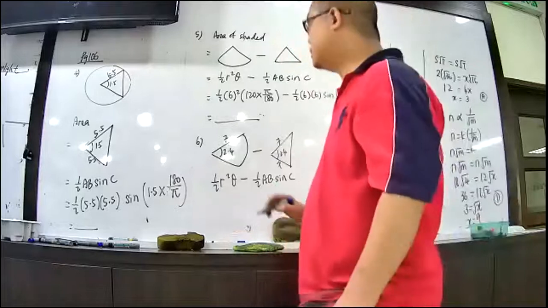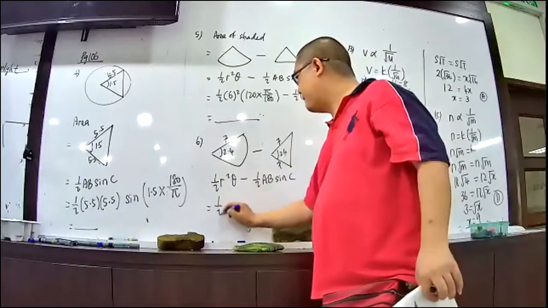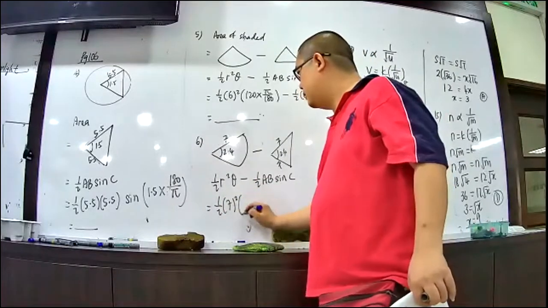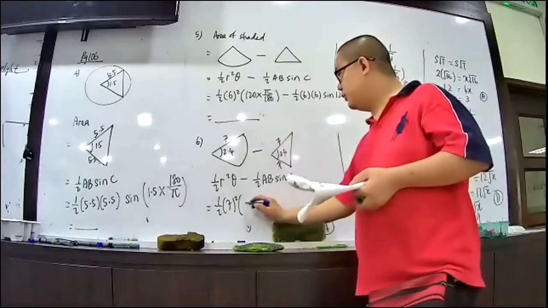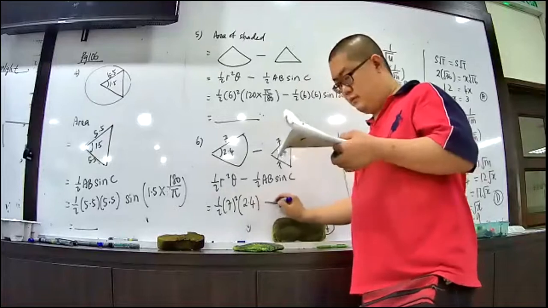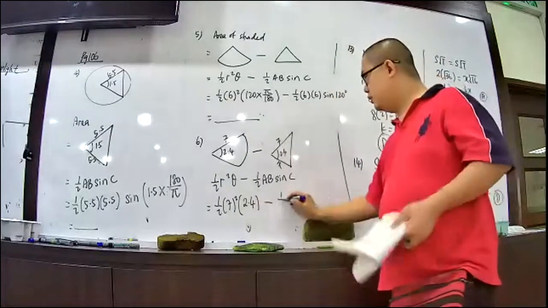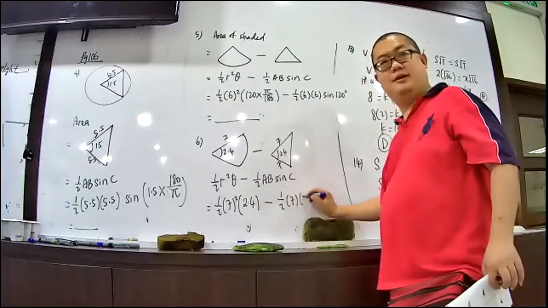Okay, so how do you want to solve? So your theta, so this one theta should be what? 2.4 minus with 1 over 2 AB sin C.